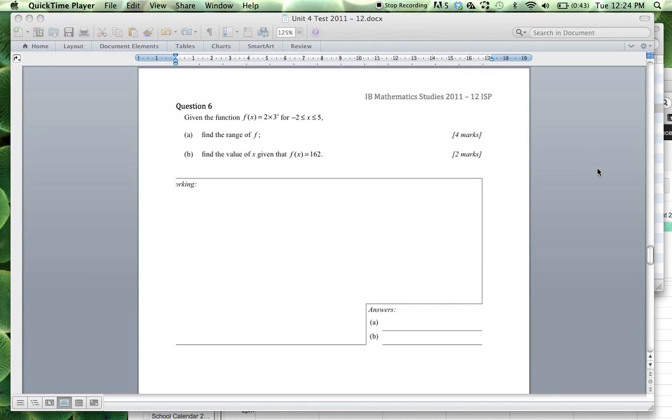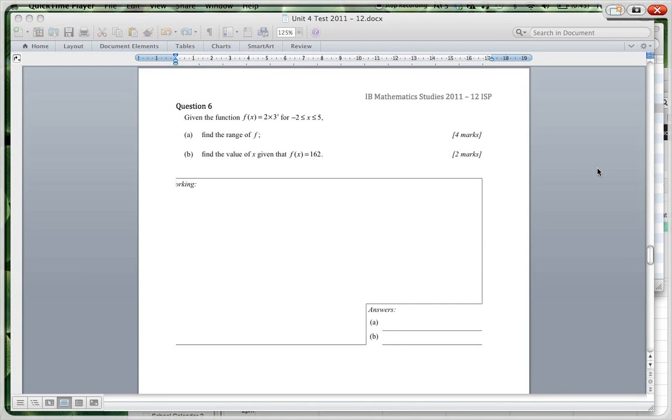Alright, so we got this question over here, question 6. We have f(x) = 2 × 3^x, and x can go from minus 2 to 5. Now, this is telling me what? What's the name that we get given for that? That's telling us our domain, huh? That's from where to where on the x.